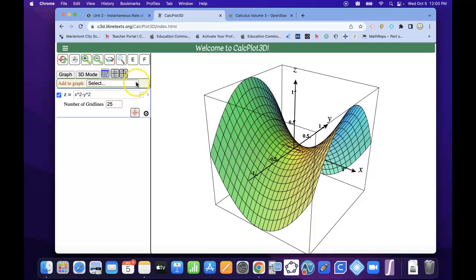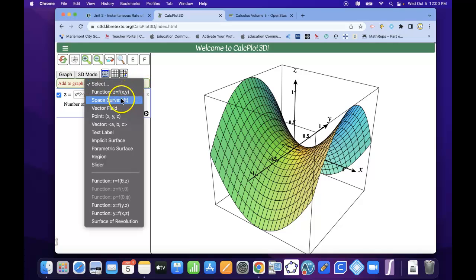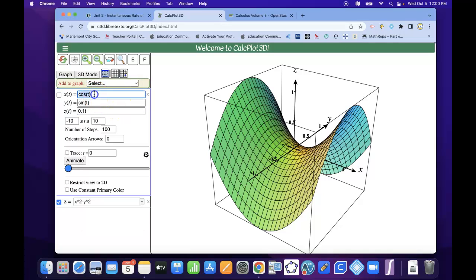So what I'd like to do now is introduce a space curve. And so a space curve is a parametric function. So this is going to start at 1 and it's going to go to negative 1. So I'm going to subtract 2t. T is my parameter and t is going to vary from 0 to 1.